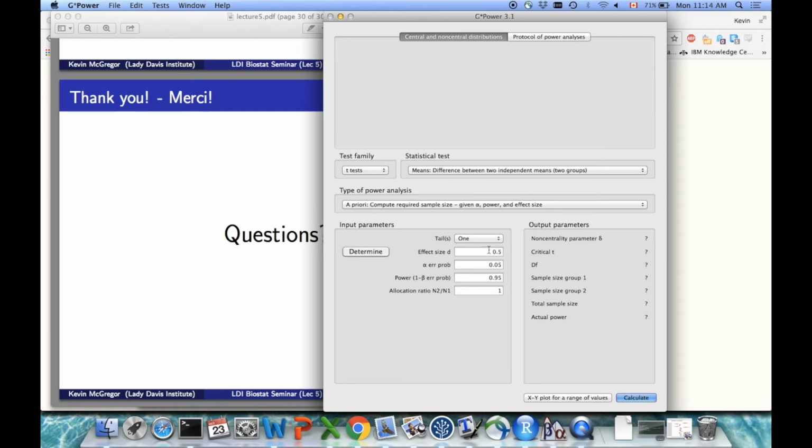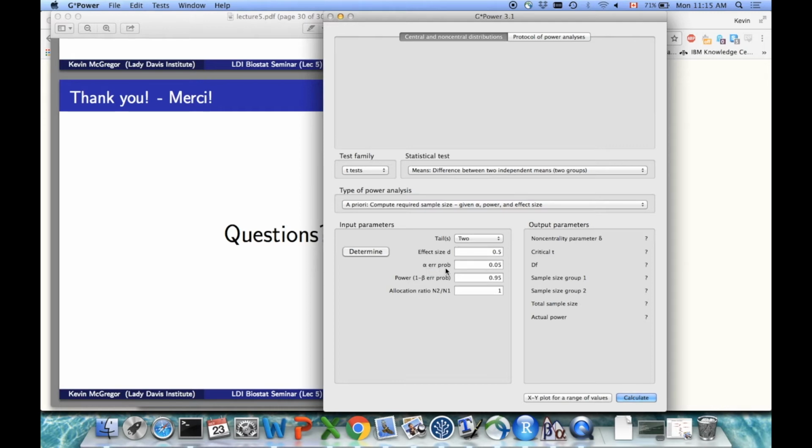And so all you do is you just have a set of parameters that you can sort of play around with, and you can choose a one-tailed test or a two-tailed test. So I'm going to do a two-tailed test. You enter the effect size D, so that's exactly what I showed you earlier. That's the difference between the means of the two groups divided by the within group standard deviation. So I'll do an effect size of 0.5.